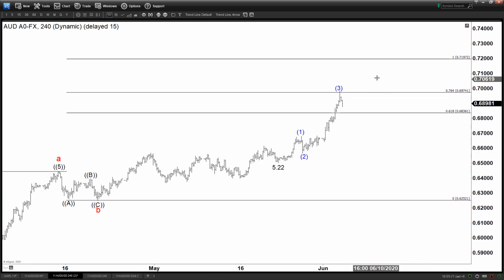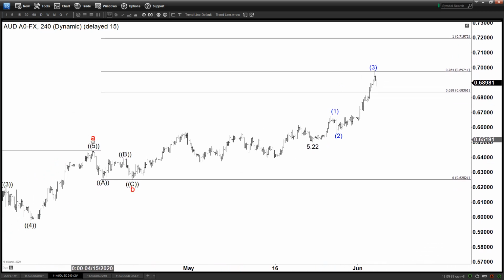Okay, so we have not reached the minimum 100%. Now if this is 1, 2, then obviously it can even go higher than this, just 7190, but we do like for the upside in the meantime.